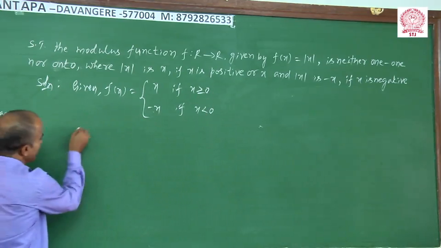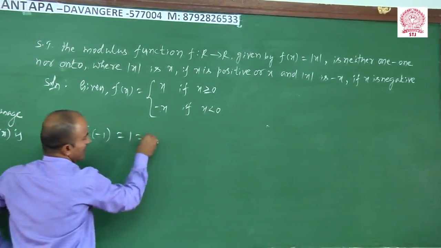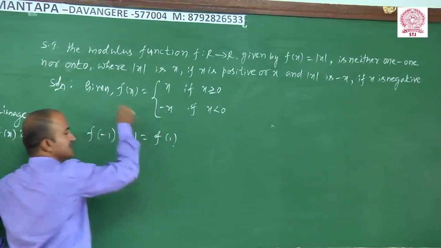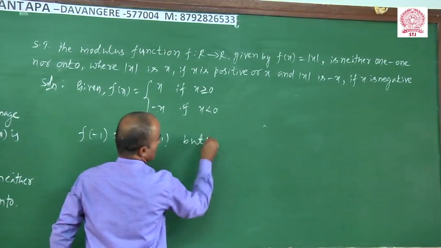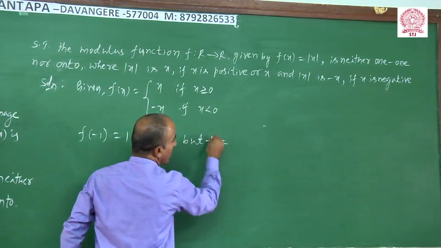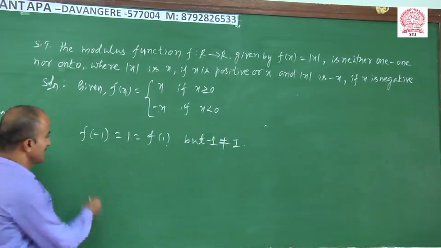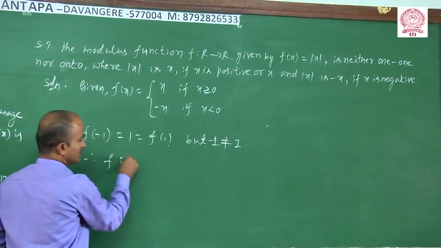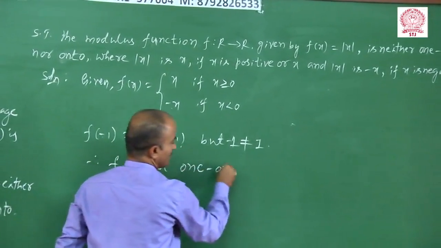See, if you take minus 1, the image of minus 1 is 1, and if you take 1, its image is also 1, but minus 1 is not equal to 1. Therefore f is not 1 to 1.